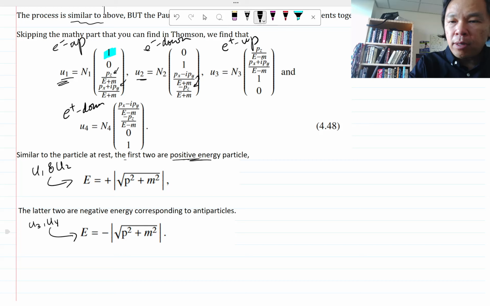So I'm going to wrap up this section, and we'll talk about antiparticles next.